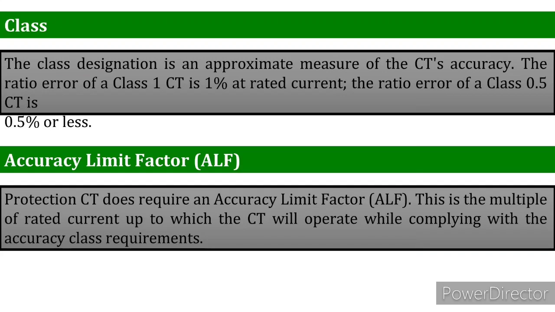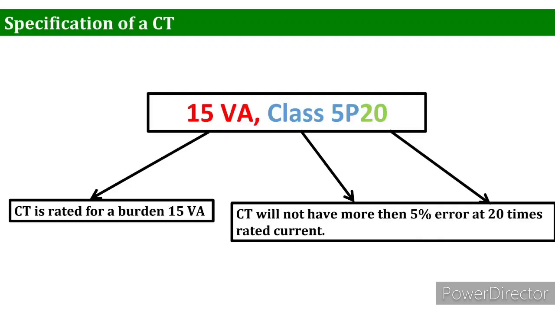And the second one is ALF, that is the accuracy limit factor. Protection CTs do require an accuracy limit factor. The ALF is the multiple of rated current up to which the CT will operate while complying with the accuracy class requirements. The common accuracy limit factors are 5, 10, or maybe 15, 20, and 30.